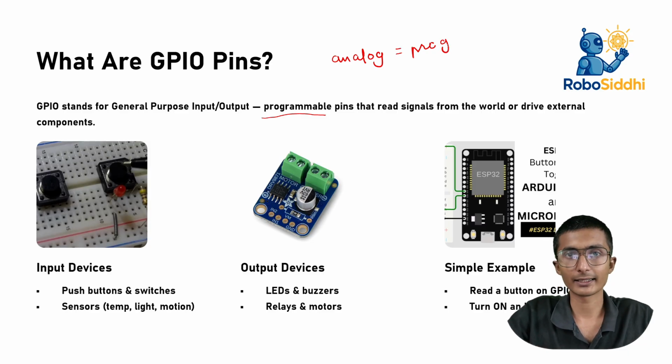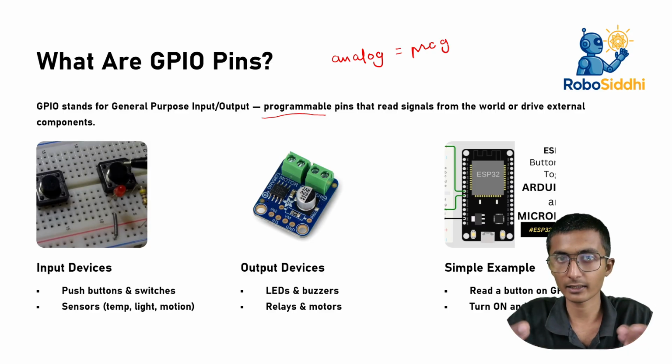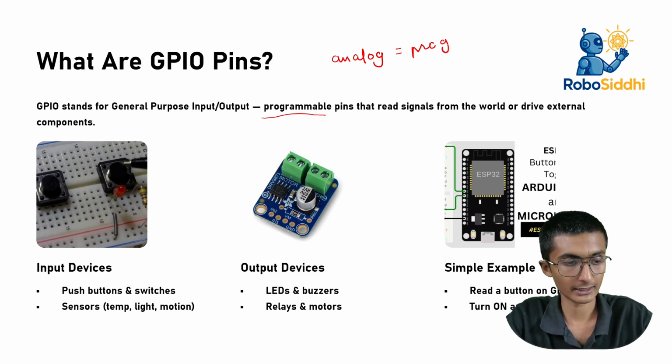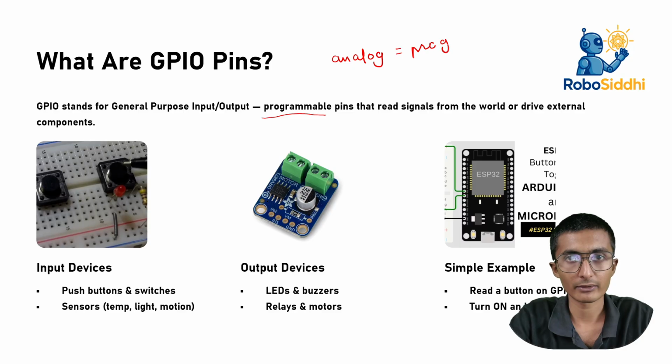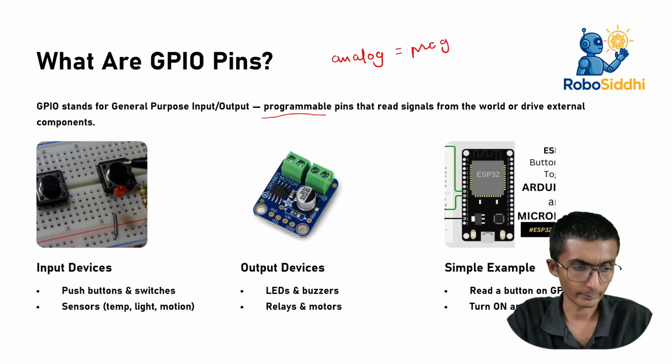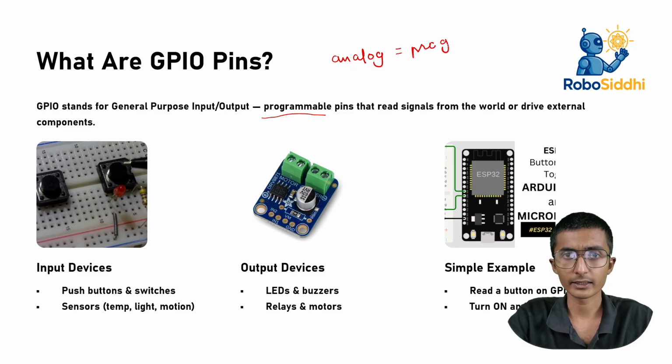Which means it can read signals from the world. Like if you have connected a sensor, it will read data from the sensor. Let's say you are measuring a distance, so the distance will be measured by the sensor and the data will be sent to our ESP32, right? That's how it's measuring the real world's entities or data.